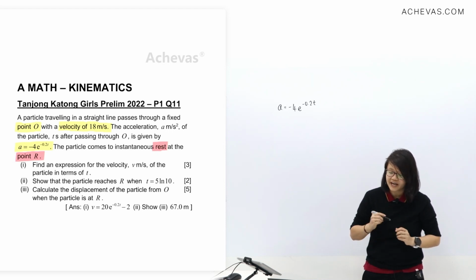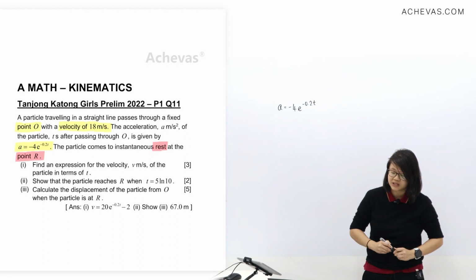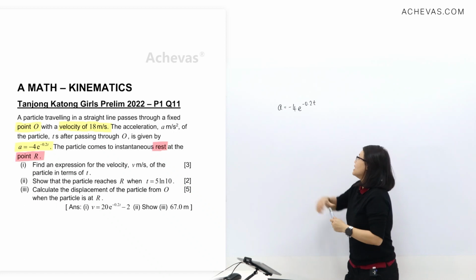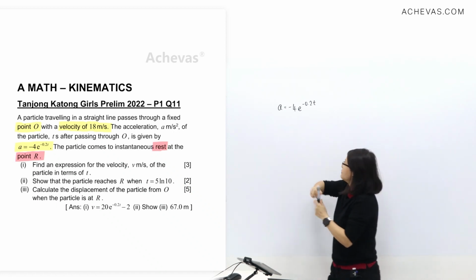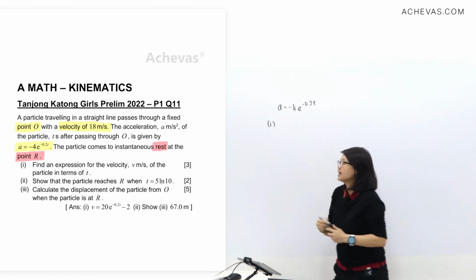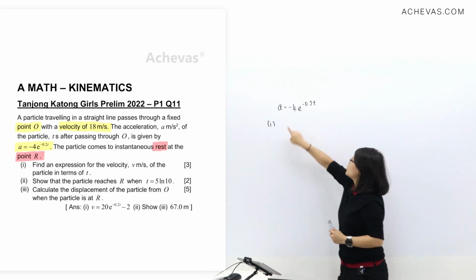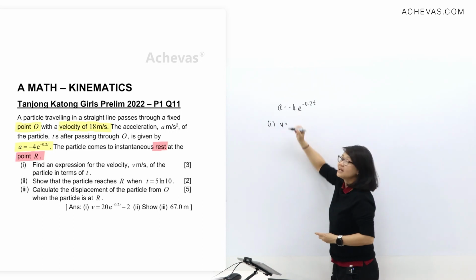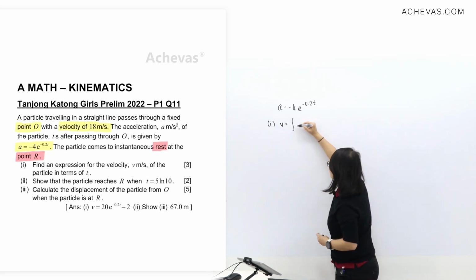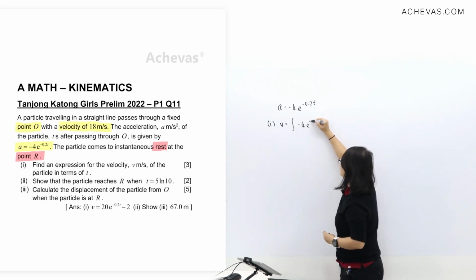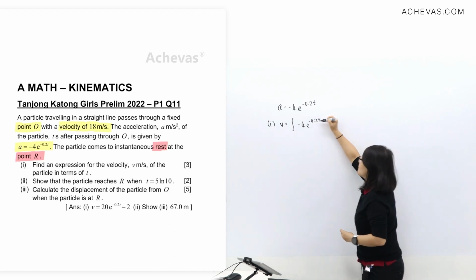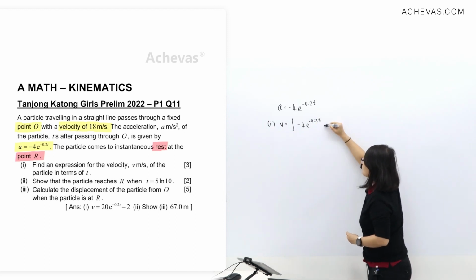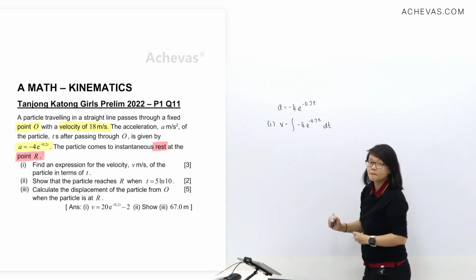Part 1. Find an expression for the velocity v meter per second of the particle in terms of t. We are given acceleration, and in part 1, we are asked to find velocity. To find velocity, that's going to be an integration. So I'm going to write integration of -4 e raised to -0.2 t. Remember, this is a function in t, so I'm going to write dt.